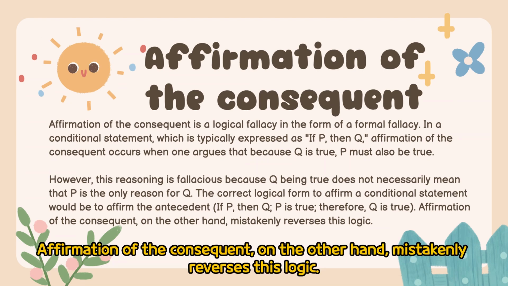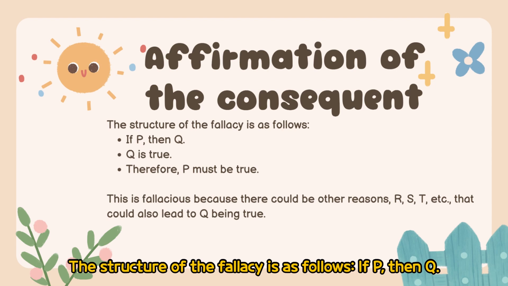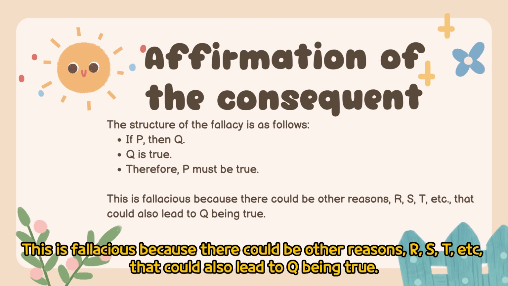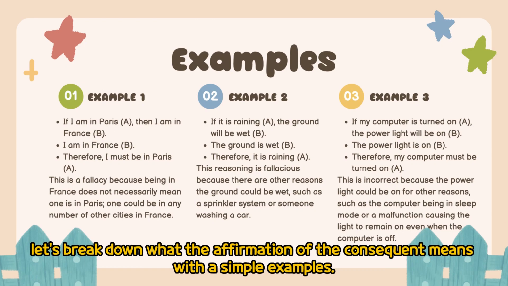Affirmation of the consequent, on the other hand, mistakenly reverses this logic. The structure of the fallacy is as follows: if P, then Q. Q is true. Therefore, P must be true. This is fallacious because there could be other reasons, R, S, T, etc., that could also lead to Q being true. Let's break down what the affirmation of the consequent means with some simple examples.